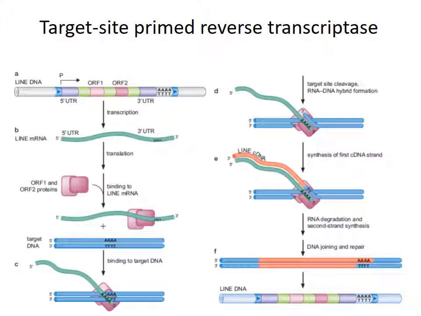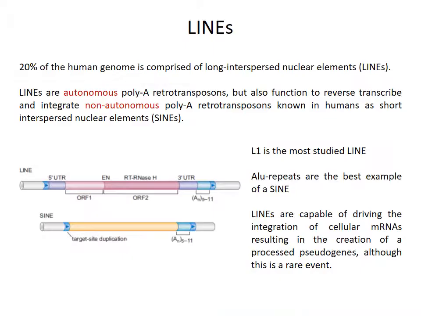So a little bit of a complex mechanism. This is in the Watson and Crick Molecular Biology of the Gene book if you want to read about it in more detail. But it's a really elegant mechanism for copying and then reinserting a LINE sequence elsewhere in the DNA. And it's this mechanism which has been basically utilized over many millions of years in our genomes, and gave rise to such a large proportion of these repeat elements within our DNA.